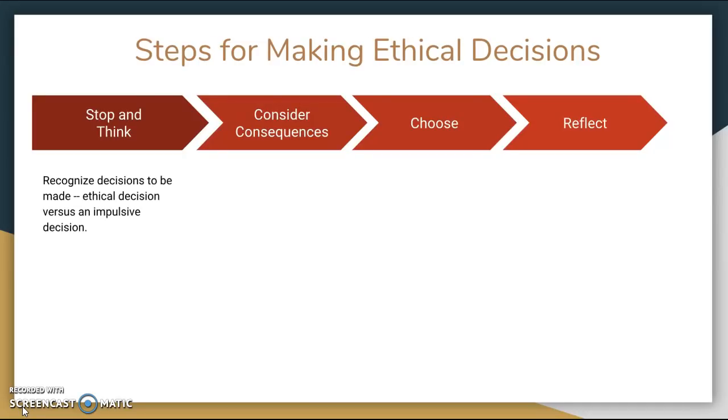When you stop and think, you want to recognize the decisions to be made. You typically have an ethical decision that could be made versus an impulsive decision. That's sometimes the easy decision. For the man in the video, when he found the wallet, he had to make a hard decision. What hard decision did he have to make, and what were his choices? Teachers, take a moment to pause the video and let a student in your class share his or her thoughts.